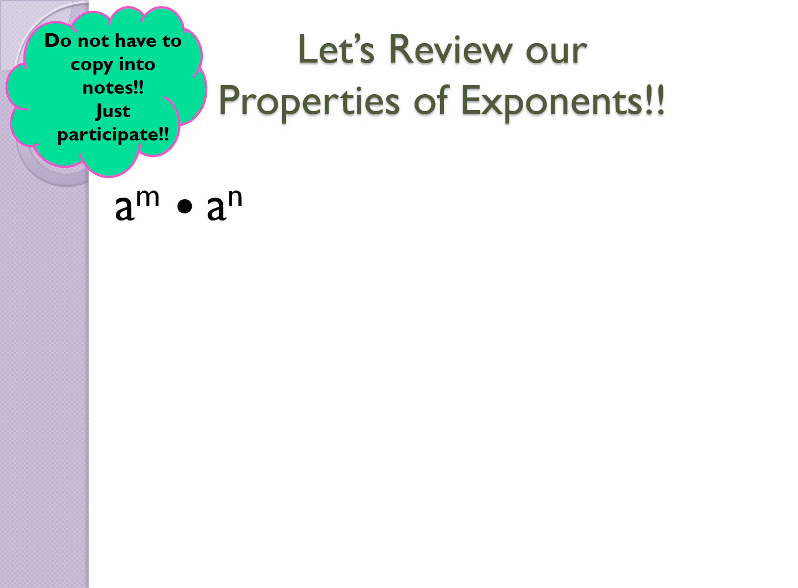So, when we have two of the same bases that are being multiplied, we add their exponents. When we have one base with two exponents, this is what we call the power of a power, meaning that we have like a to the m and then we're raising that to the nth power. So, when you have a situation like this, you multiply your exponents.